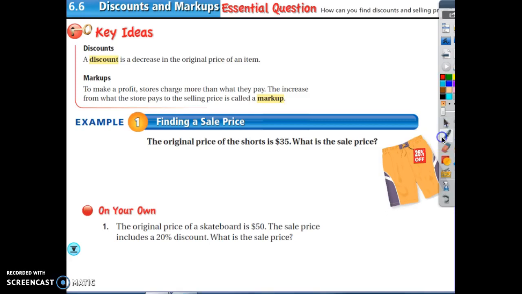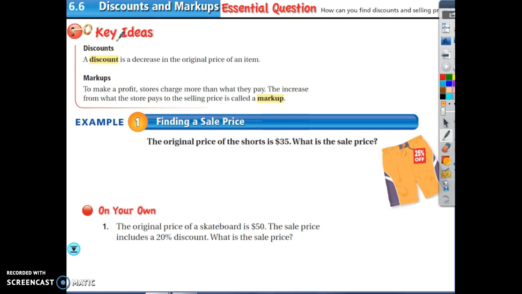Hello, today we're going to be discussing section 6.6, which is on discounts and markups. As you can see here underneath our key idea, a discount is the decrease in the original price of an item. A store might sell an item for a certain price, but then because of a discount, you actually pay less than that original price.